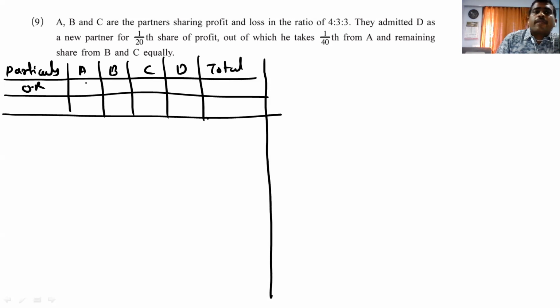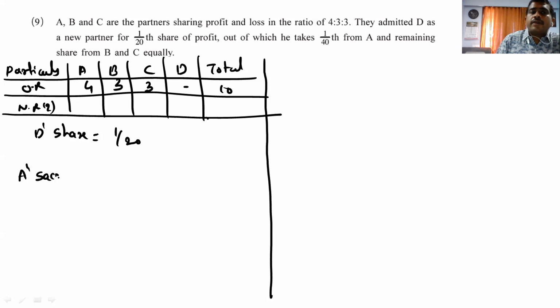Old ratio 4, 3, 3, total 10. New ratio we have to just calculate. Who is the new one? D. D's share, how much is it? 1 by 20. Out of which he takes 1 by 40 from A. That is A's sacrifice. How much is A sacrificing? 1 by 40. And the remaining share he will get from B and C in equal proportion.